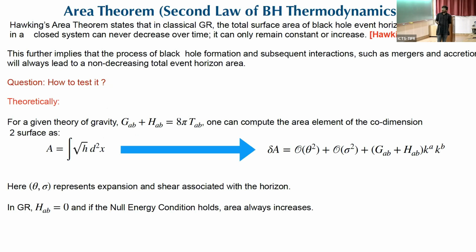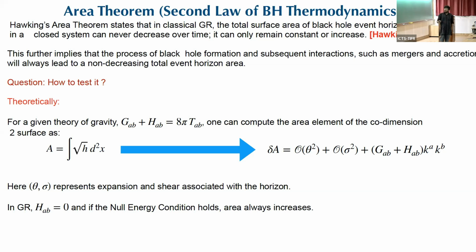Okay. So Hawking area theorem states that in classical GR, the total surface area of a black hole event horizon in a closed system can never decrease over time. It can remain constant or it can increase depending on what type of configuration you have. If you have a static space-time or stationary space-time that has a time-like killing vector, it will always remain constant. But if you are perturbing it with some external energy momentum tensor, it will always increase.